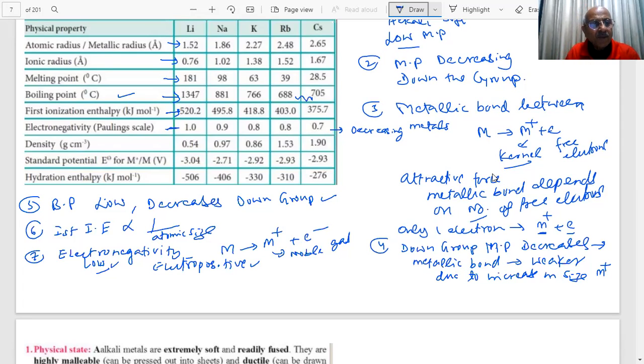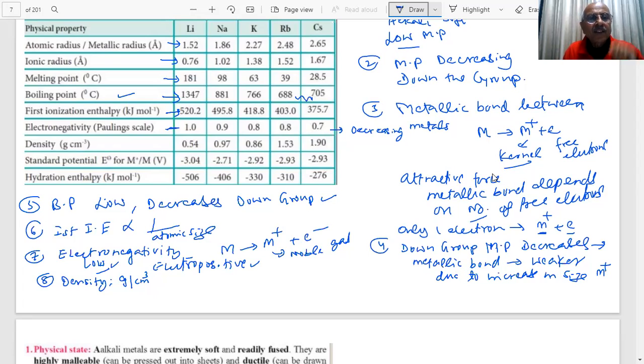Density, students. What is the density? What does it show? Gram per centimeter cube, student. Water density, you know what is the density of the water? Students, tell me what is the density of the water? You are saying 1 gram per centimeter cube.